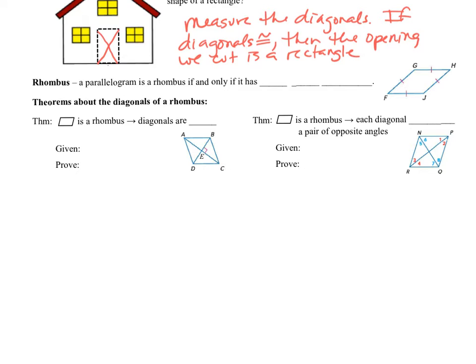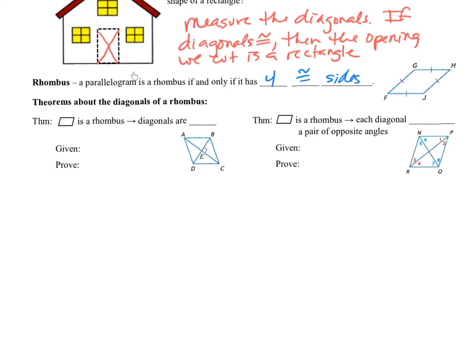And then let's go ahead and talk about another special parallelogram, and the special parallelogram we're going to talk about now is called a rhombus. So the definition says a parallelogram is a rhombus if and only if it has 4 congruent sides. So for example, we can take a look at this parallelogram. This parallelogram has 4 congruent sides, so we can call that a rhombus.